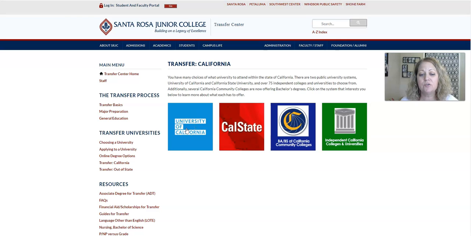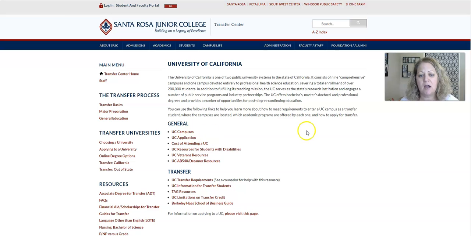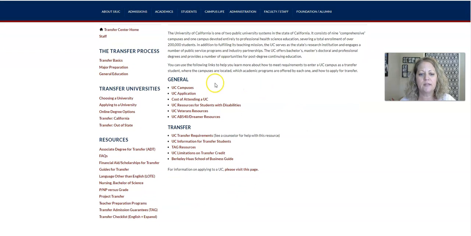So what I've tried to do here is to keep these consistent. So what you'll see on UC, I've tried to mimic on the CSU or the California Independent site as well. So you can go in here and see the general transfer information, the campuses, what's the cost, resources for veterans, and then you could also see transfer requirements, information for transfer students, TAG, Berkeley, things like that, okay?